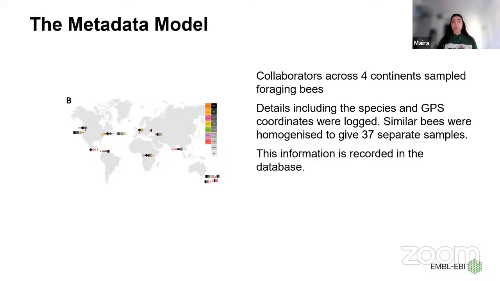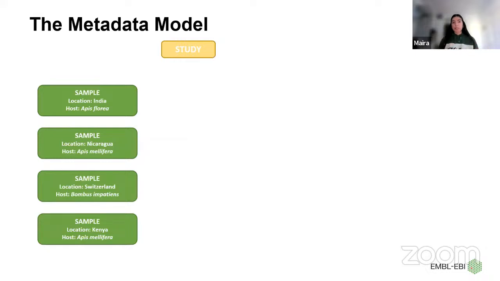In this example, collaborators from 4 continents sampled these bees, and they recorded some sample metadata fields like the GPS coordinates, the species of bees, and they had a total of 37 separate samples. Now, this is the kind of sample metadata that you would record in order to submit the samples to the ENA. And this is what this would look like. So you have one study and you have 37 samples here, but just for display purposes, I'm showing you 4 samples here, and you can see fields like the location and the species of bees.